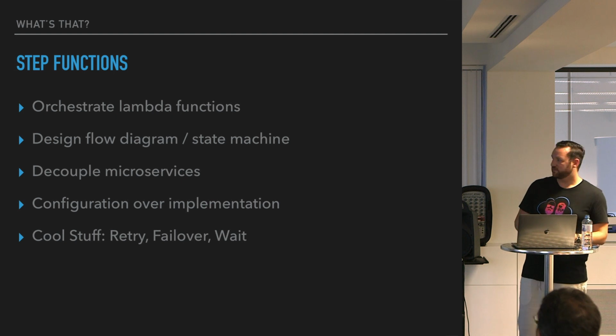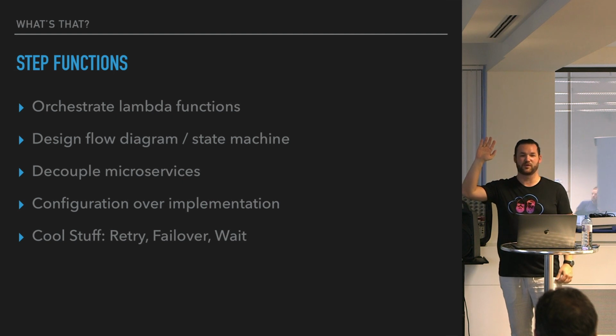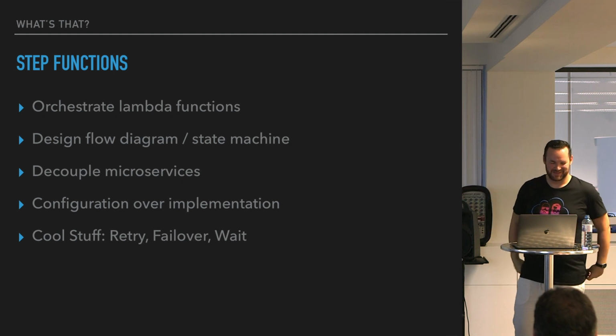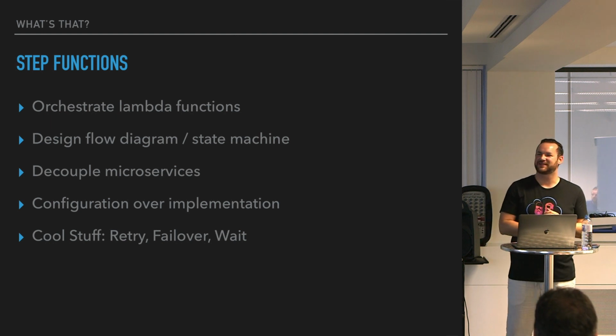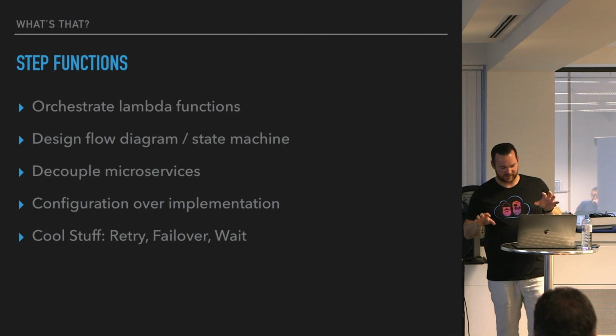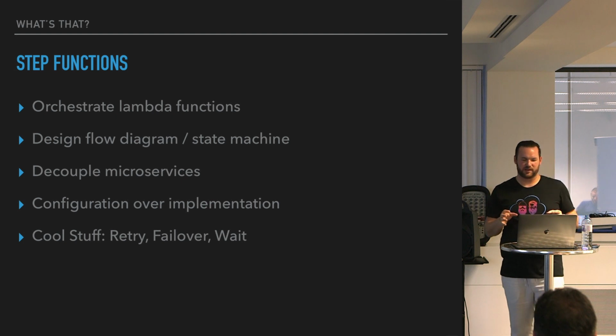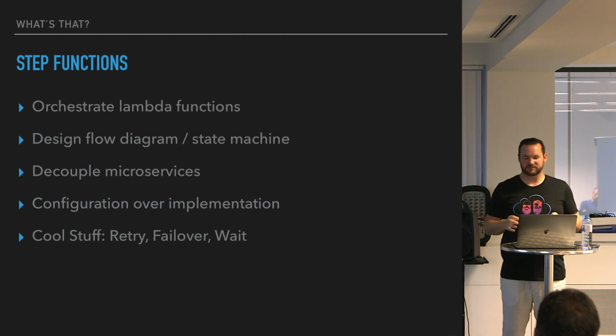So to orchestrate Lambda functions, you can use Step Functions. Anybody using Step Functions in here? Nobody. Okay. What is it? Step Functions was released at re:Invent last year, re:Invent 2016, and it allows you to orchestrate Lambda functions. So you can easily configure state machines and design flow diagrams in your application. It gives you the chance to decouple those microservices, and instead of having cascading invocations, you just use Step Functions to orchestrate those invocations. And it's a way to loosely couple your application.